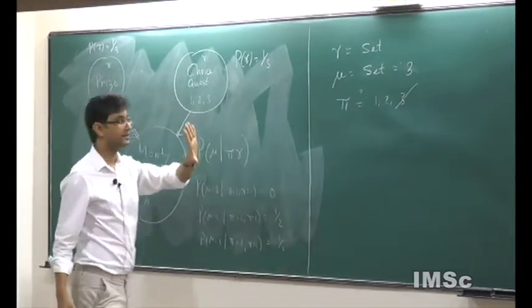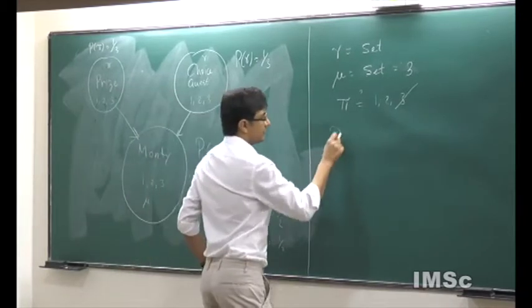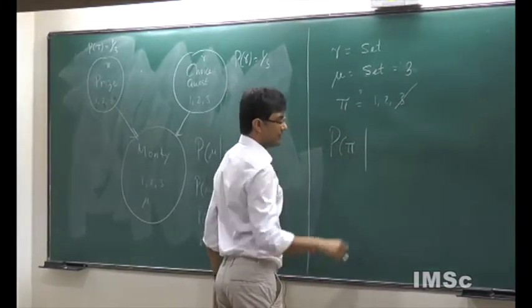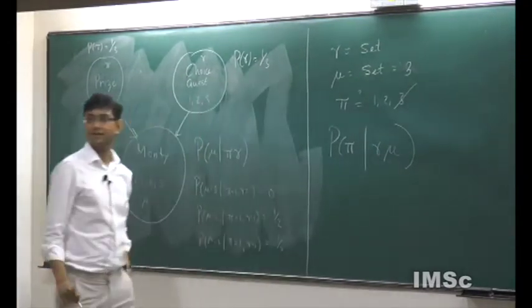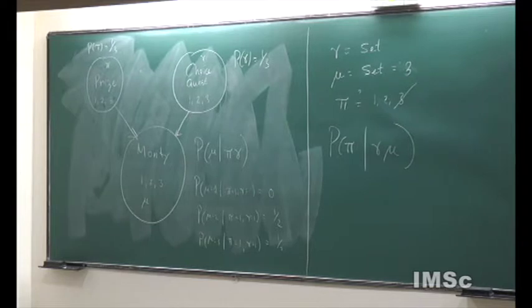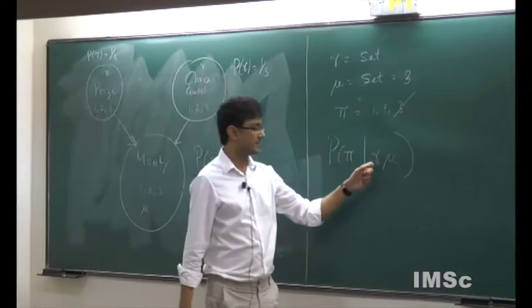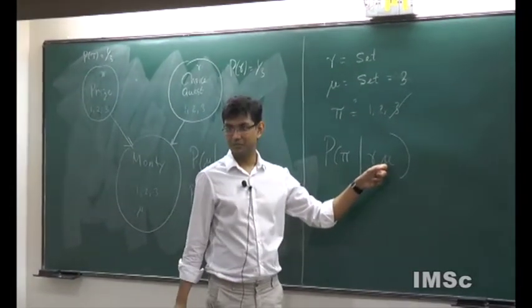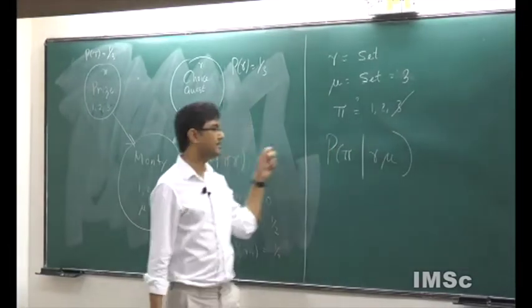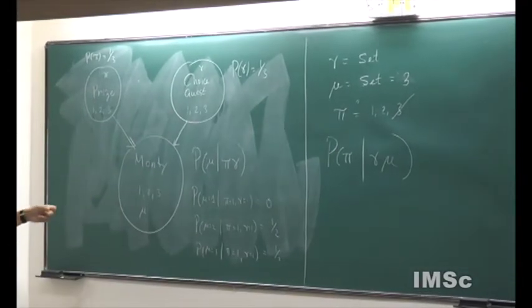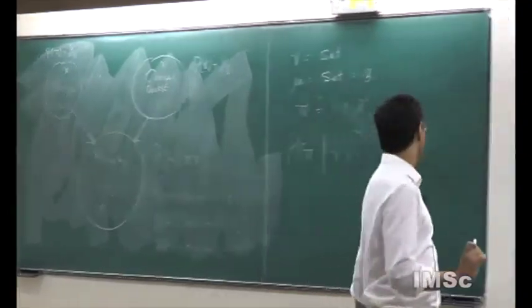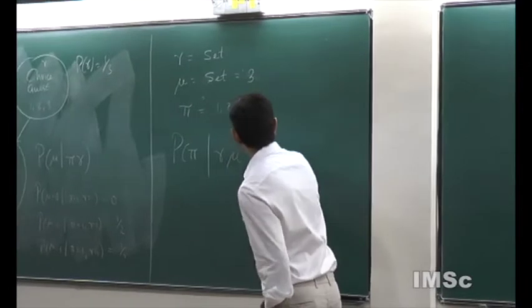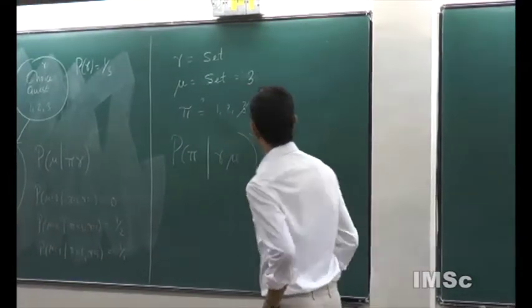Okay, so the question I'm trying to ask is, what is the value of pi given this? This is the question I'm trying to ask, right? Given that I know what choice the guest made, given that I know what choice Monty made, what is the value, that the prize is in 1, 2 or 3, okay? And now this is where all of this whole business about Bayesian networks comes about. How do I calculate this probability, given that I have this probability?